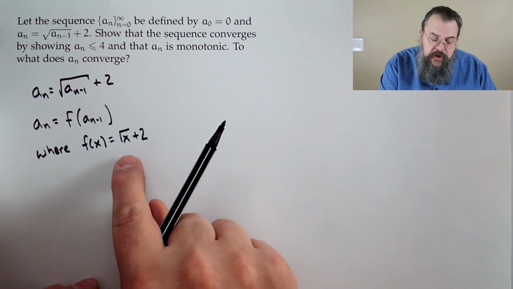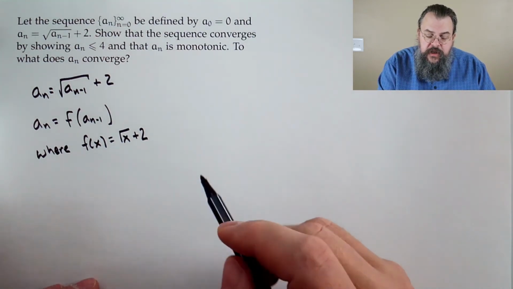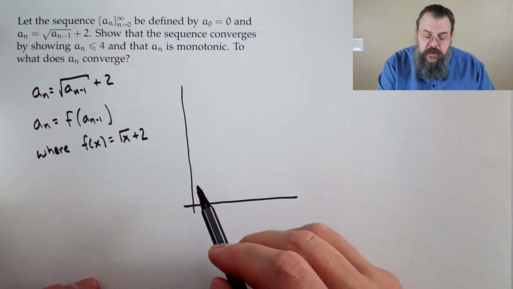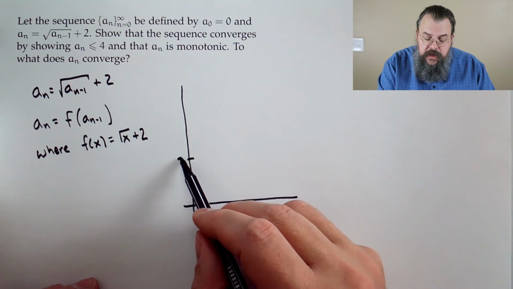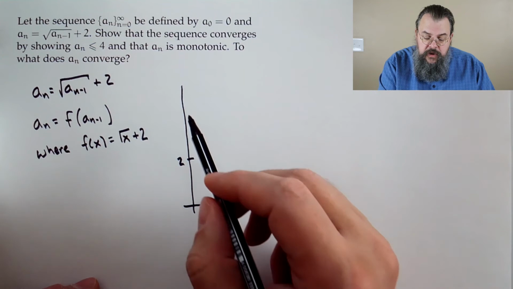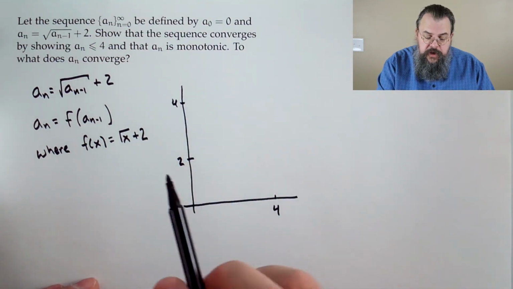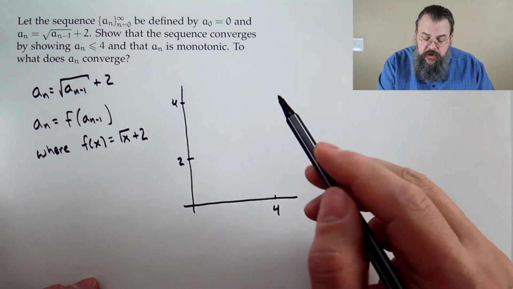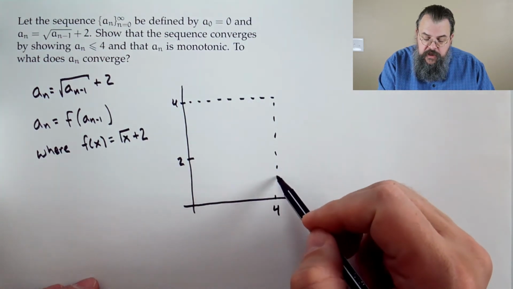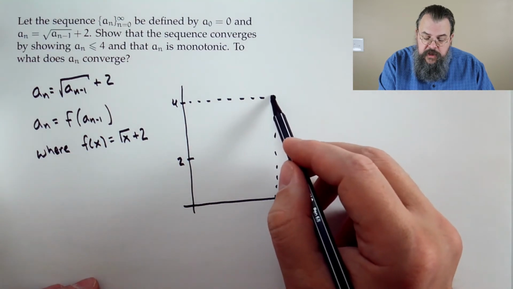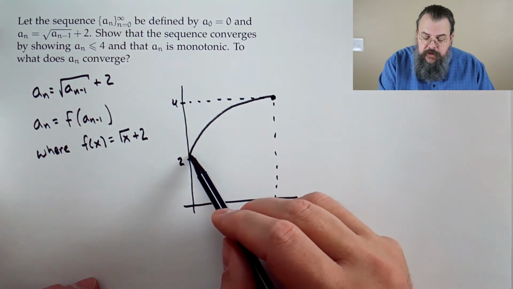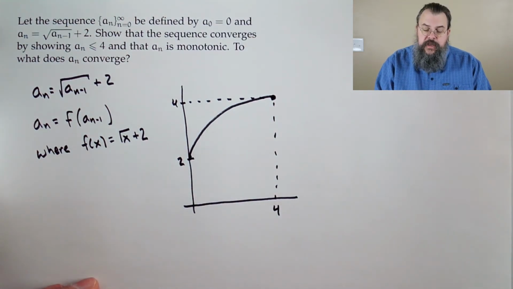So what we need to do is understand this function. Now, the good news is we can understand this function. Let's see, it starts here at 2, and we only care about what happens up to 4. Note that the square root of 4 plus 2 is indeed 4. So it's going to hit here, and it looks something like this. Okay, so there's our function, there's f of x.